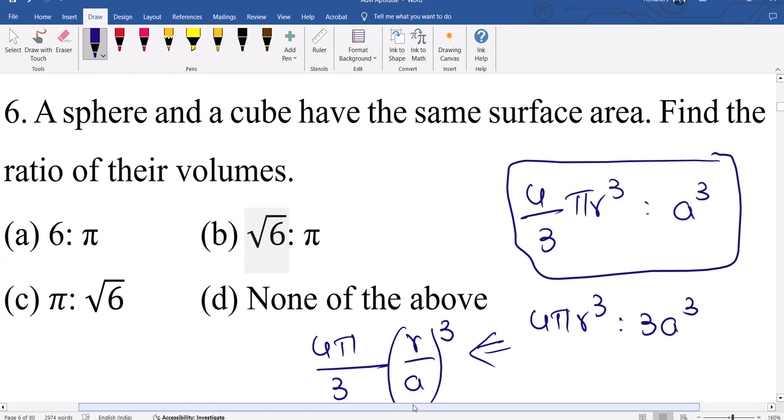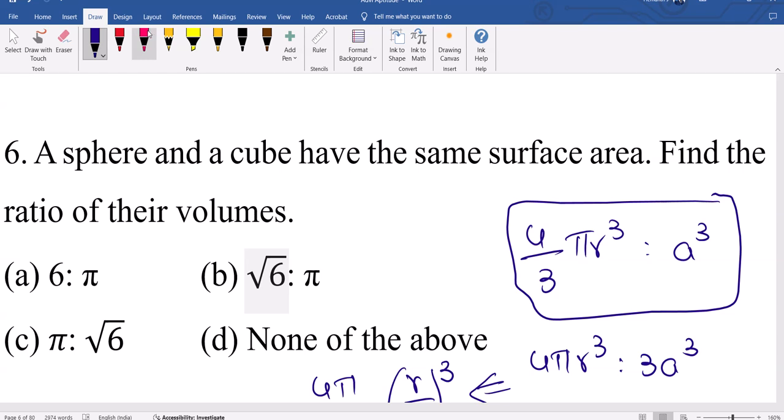First clue is given. Surface area of sphere is 4 pi r square. What is surface area of cube? 6a square. Sir, why? Cube has how many faces? 6 faces. Each side looks like a square, so each side is a square, a square. 6 sides, 6a square.